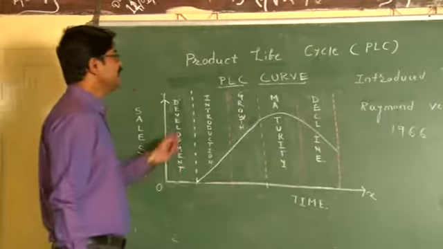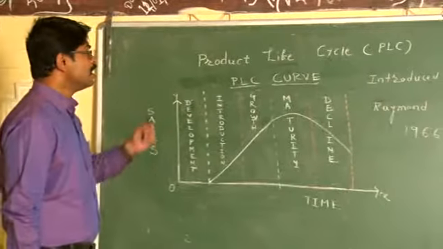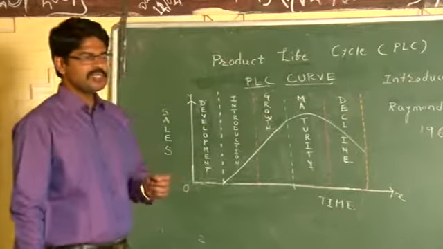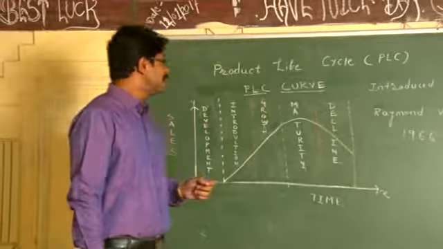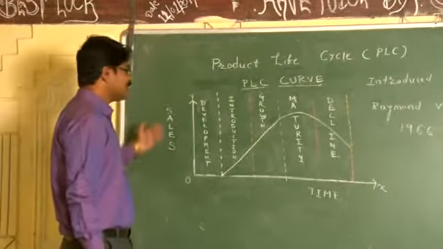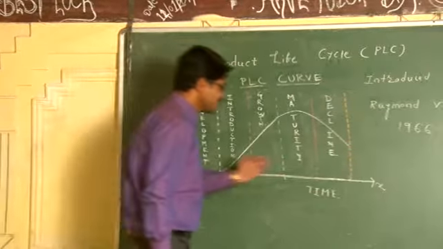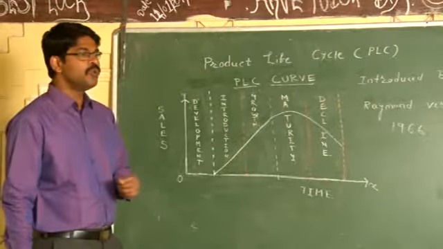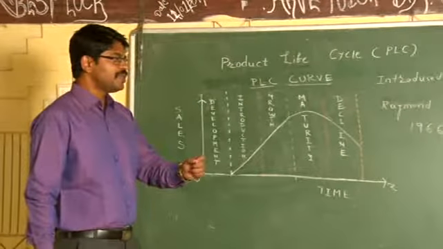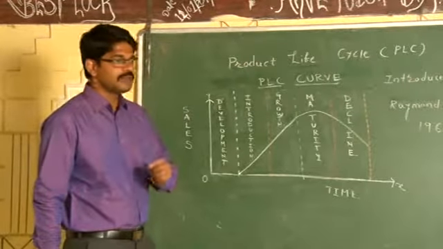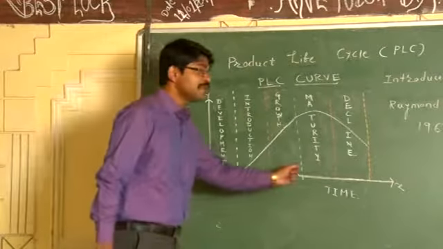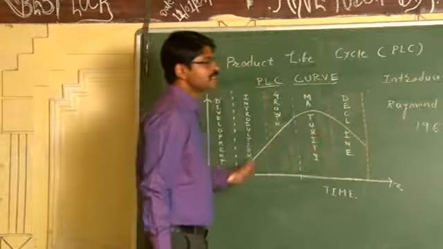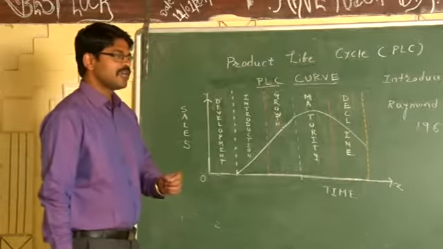You can see in this product life cycle concept there is a curve, the PLC curve. This curve is also known as graph or chart, and here on the y-axis we have taken sales, and on the x-axis we can see the time. It shows that the product goes through a time period of its life, and when it is passing through that time period, its sales growth is counted in this product life cycle.